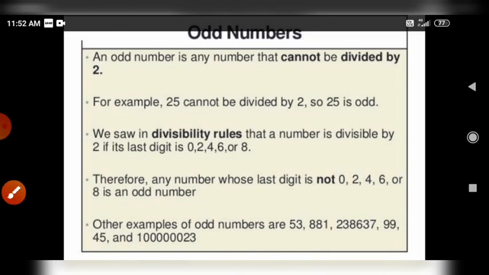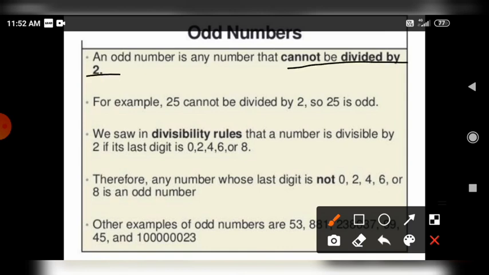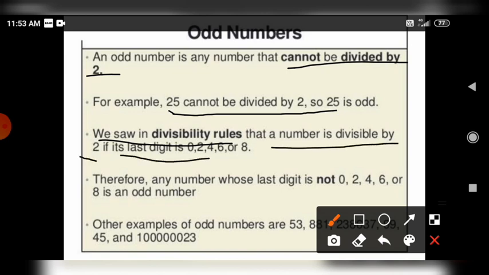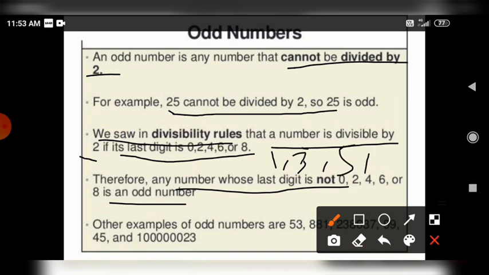Next one is an odd number. An odd number is any number that cannot be divided by 2. For example, 25 cannot be divided by 2, so 25 is odd. In the divisibility rule, a number is divisible by 2 if its last digit is 0, 2, 4, 6 or 8. Therefore, any number whose last digit is not 0, 2, 4, 6 or 8 is an odd number. That is, numbers ending with 1, 3, 5, 7 or 9 are called odd numbers.